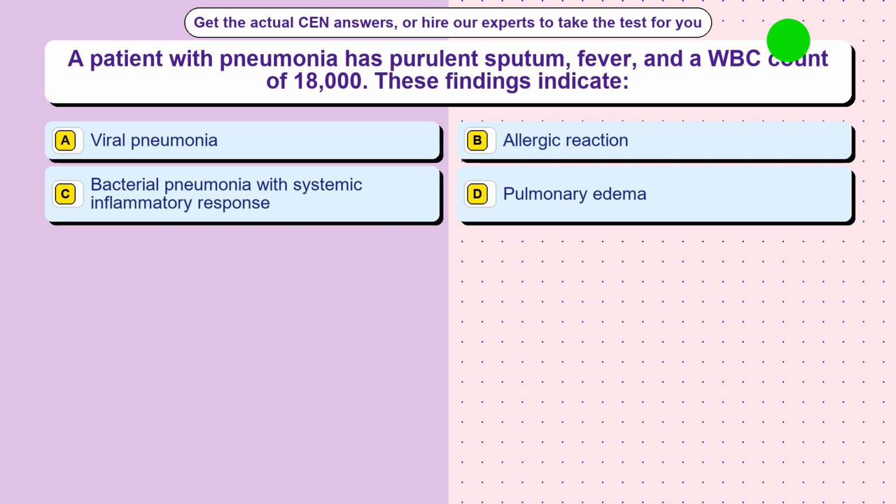Question 31. A patient with pneumonia has purulent sputum, fever, and a WBC count of 18,000. These findings indicate: Option A, viral pneumonia. Option B, allergic reaction. Option C, bacterial pneumonia with systemic inflammatory response. Option D, pulmonary edema.